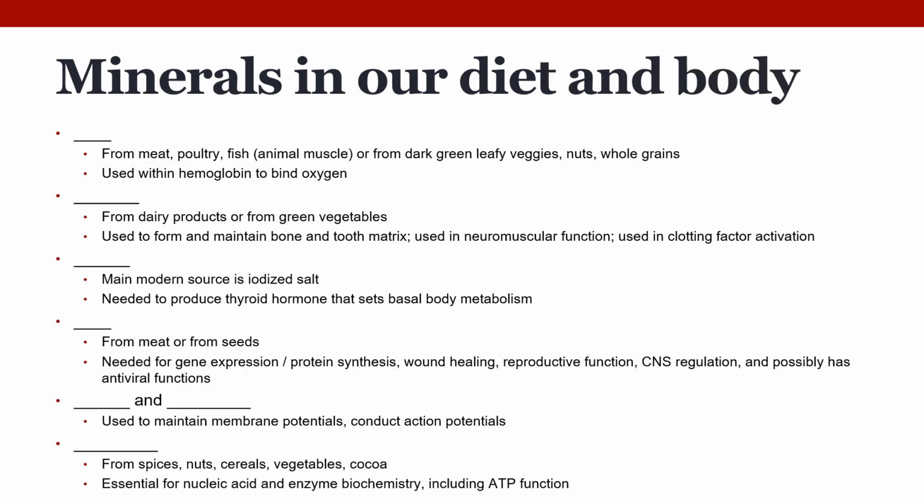Okay, minerals in our diet and body. So probably the most important mineral in our diet, or one of the most important, is iron. Iron is very difficult for our body to absorb, and so we need a lot of it. Most commonly, we get it from meat, poultry, and fish because animal muscle has a lot of iron in it. Or from dark green leafy vegetables, nuts, and whole grains. Also, red kidney beans have iron. It is used, obviously, as you remember from our blood chapters, within hemoglobin to bind oxygen.